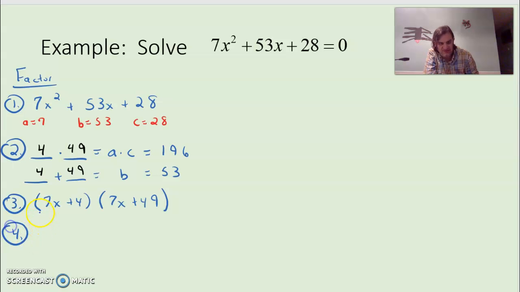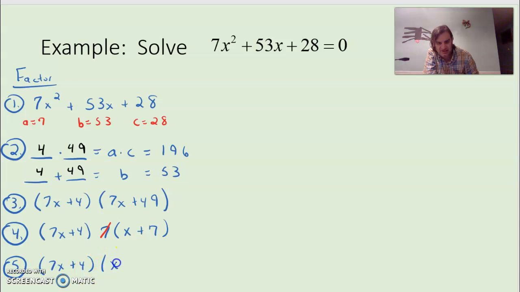So let's see if anything comes out. 7 and 4 do not have a common factor. 7 and 49 do. So I'll pull out a 7 and it'll be x plus 7. And remember that 7 I pulled out front goes away. Whew. So the quadratic I started with factors into 7x plus 4 times x plus 7.